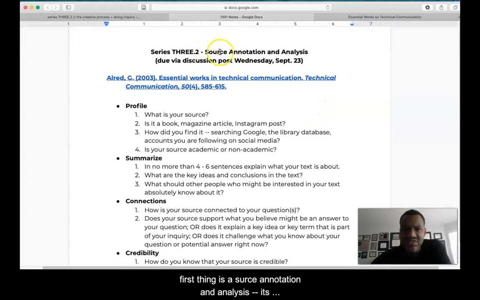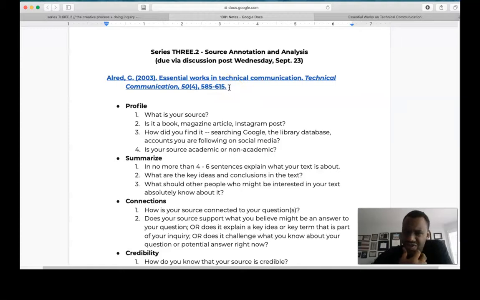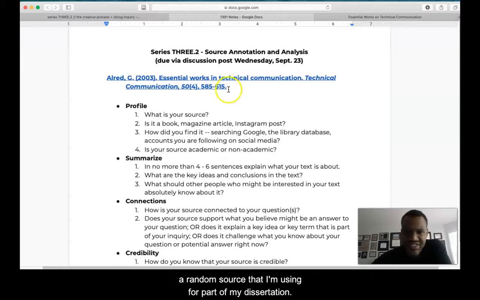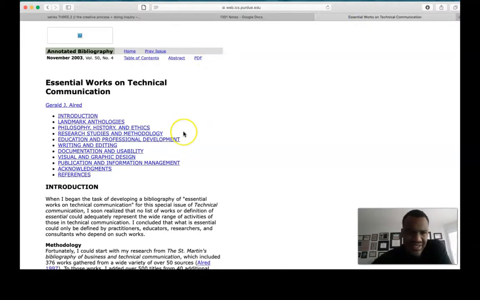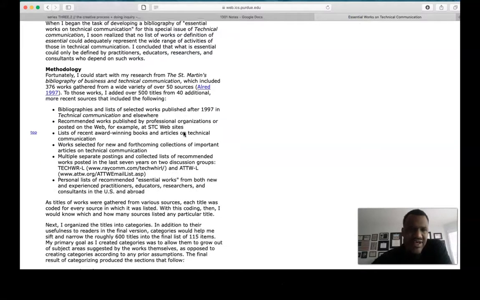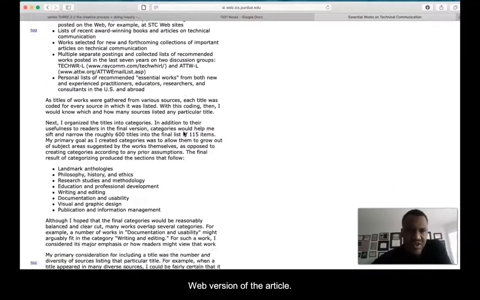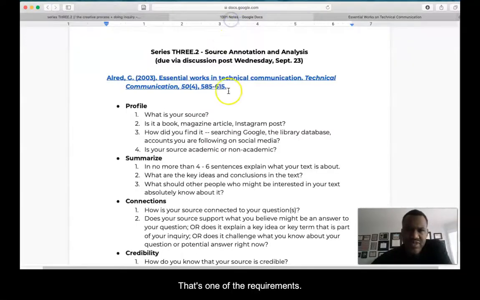So the first thing is a source annotation and analysis. It's due via discussion post on Wednesday. So the first thing you're going to do is find a source that you can use to sort of write your proposal with. So I have this source. It's just a random source that I'm using for part of my dissertation. And I created a link to it. So if you were to click on this, you would go to a link. It actually is a web version of the article. So that's one of the requirements.